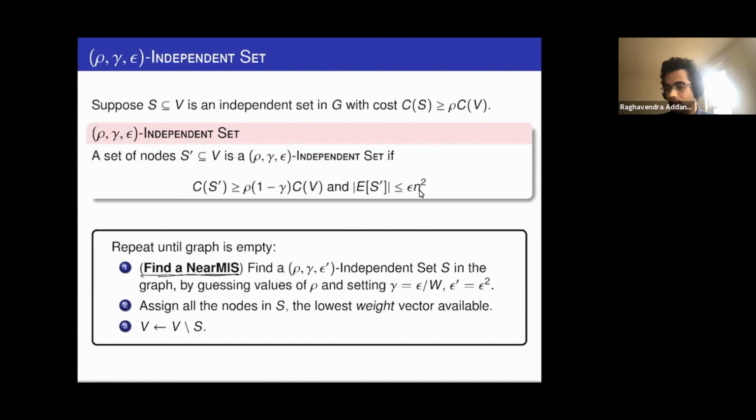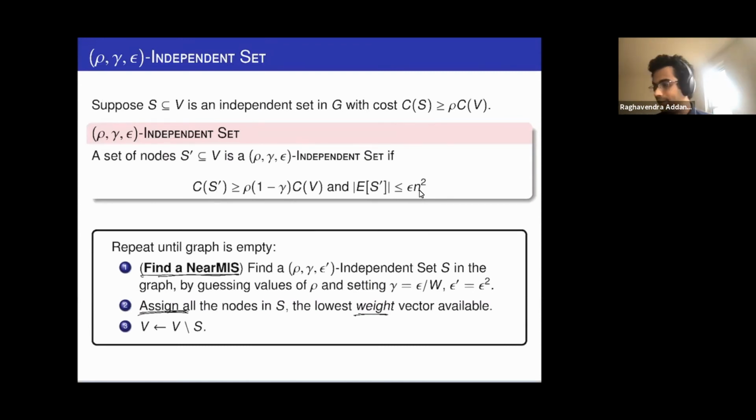Once you have the near MIS, you can do the greedy strategy of coloring it with the lowest weight vector and peeling off those nodes from the graph. You do this process continuously and you have colored the entire graph and you have formed a separating matrix.